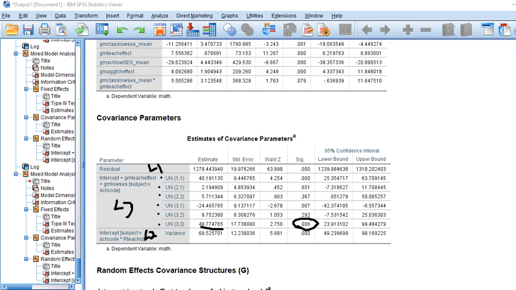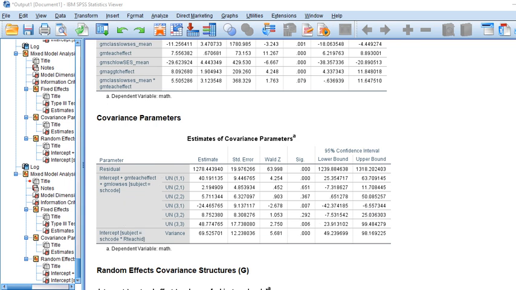Meaning that essentially the low SES variable appears to exist, the slope for that variable appears to vary between schools. So we might then choose to add in a level 3 predictor of that variation. And so then we're talking about a cross-level interaction.